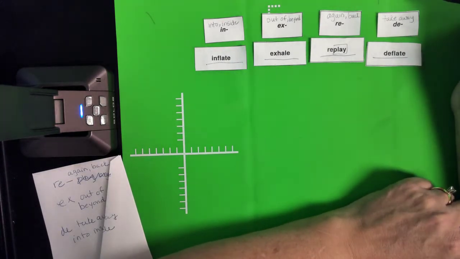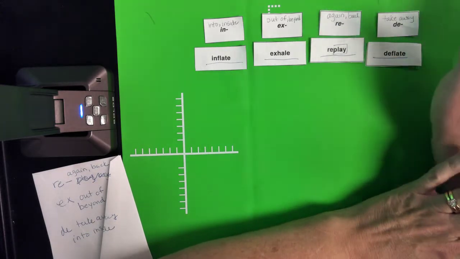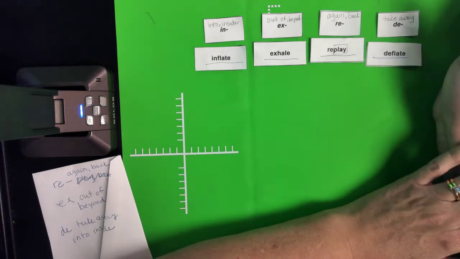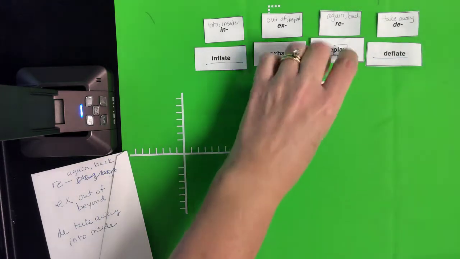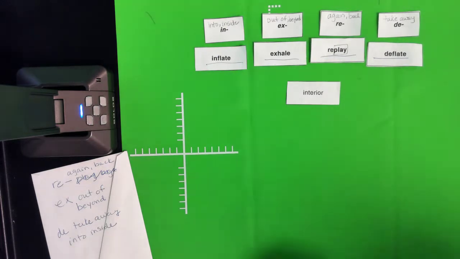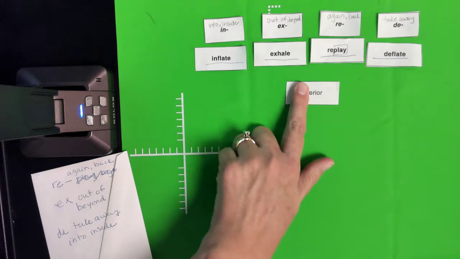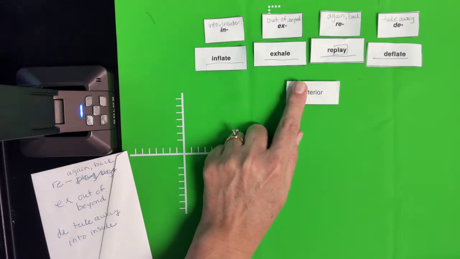There's a problem, though, with some of these words. A lot of them don't have a base word that can stand on its own. And I just want you to be aware of that. If you look at this word right here, interior, obviously the prefix is in, and it means into or inside. But if I were to cover that up, interior, that is not a base word. I can't use that in a sentence all by itself.